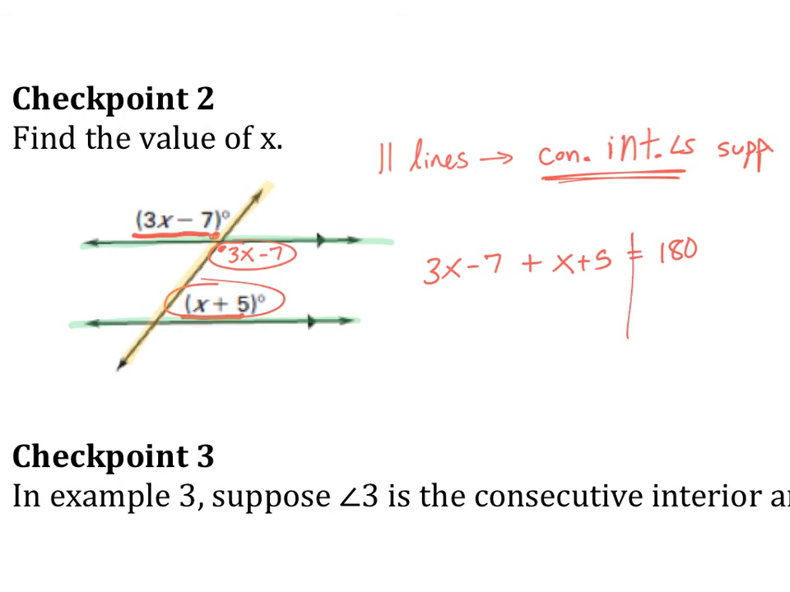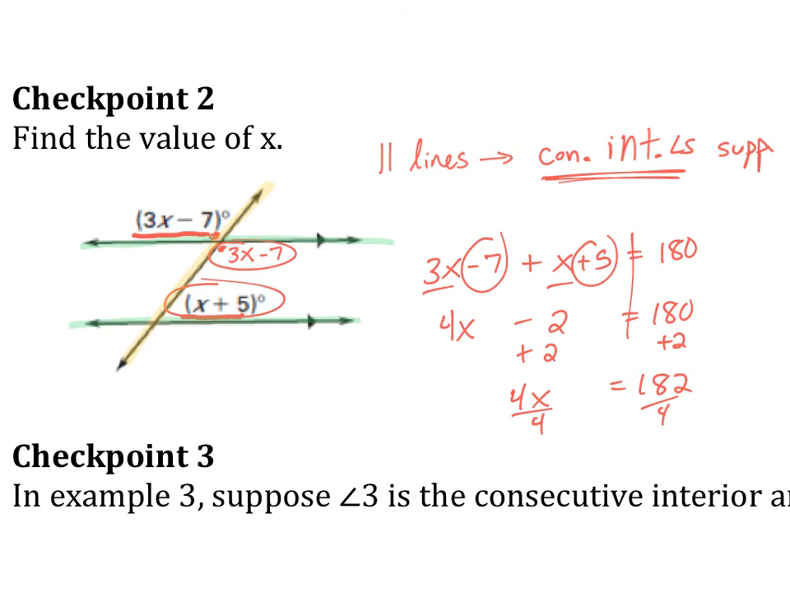So on the left side, if you combine 3x and x, we get 4x. Negative 7 and positive 5 is a minus 2. So 4x minus 2 equals 180. If you add 2, 4x equals 182. Then divide by 4. x equals, and then 182 divided by 4 is 45.5.